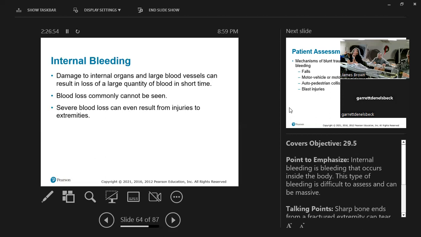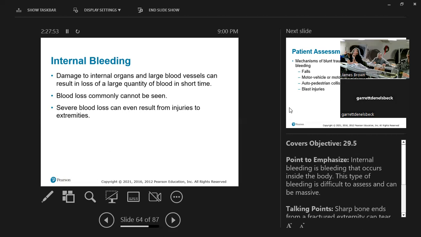All right, so let's talk about internal bleeding. Obviously, damage to internal organs or large blood vessels can result in a large quantity of blood being lost in a short period of time. So we're talking about traumatic injuries to the liver, spleen, kidneys, things like that. Those can cause a lot of internal bleeding. Also pelvic injuries. The pelvis is very venous, so there can be a lot of bleeding associated with that. Typically, you're not going to see blood loss at that point. You may notice discoloration, rapid bruising on some of the flanks. You may notice bleeding from the anus, vagina, or places like that. That may be indicative of internal bleeding.